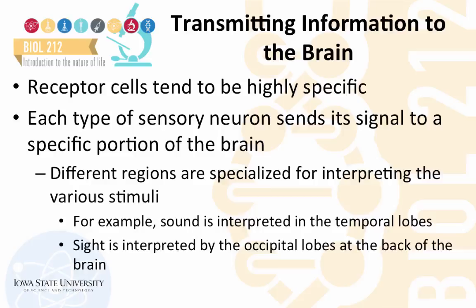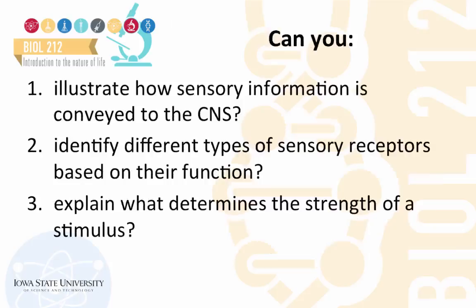Different regions of the brain are specialized for interpreting the different stimuli. For example, sound is interpreted in the temporal lobes. Sight is interpreted by the occipital lobes at the back of the brain. This brings us to the end of an overview of animal sensory systems. After going through this information, I'd like you to be able to respond to the questions posed on this slide.